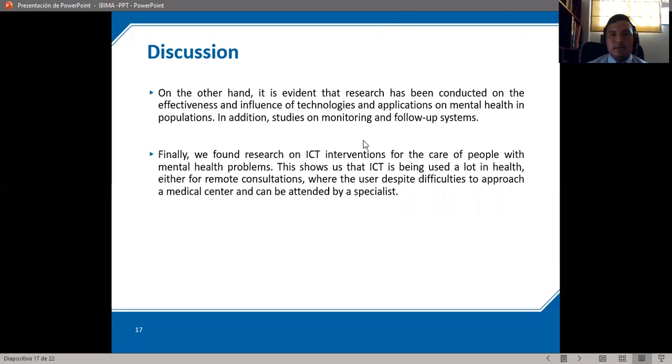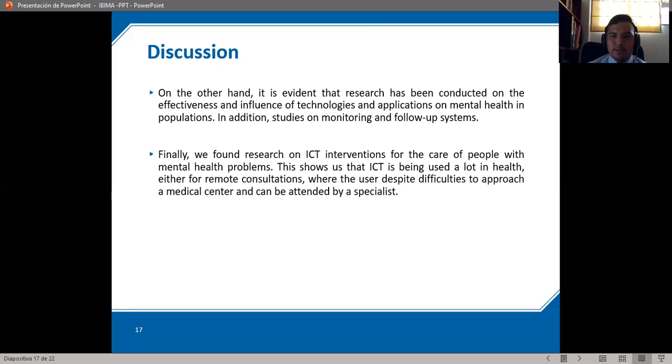On the other hand, it's evident that research has been conducted on the evidence of the influence of technologies and applications on mental health in the population. In addition, studies are monitoring a follow-up system. Finally, we found research on ICT intervention for the care of people with mental health problems.